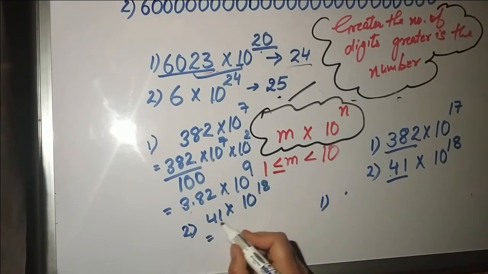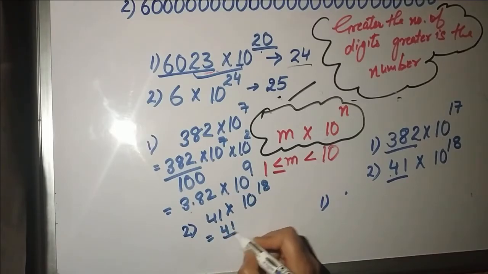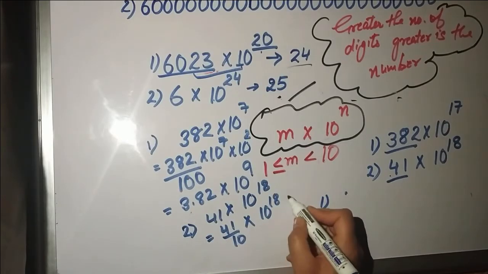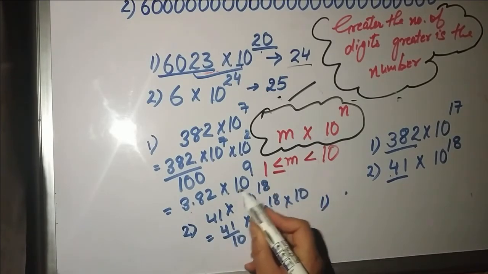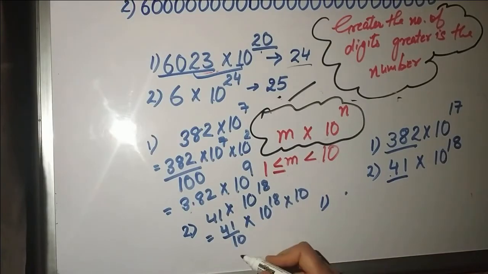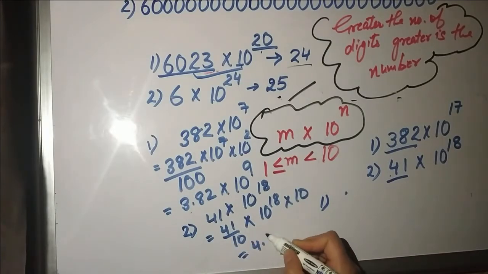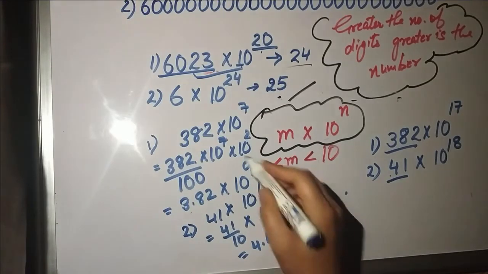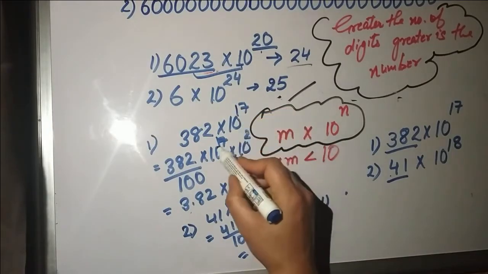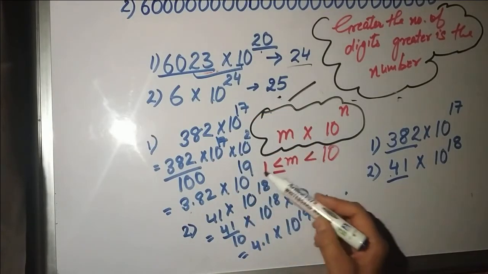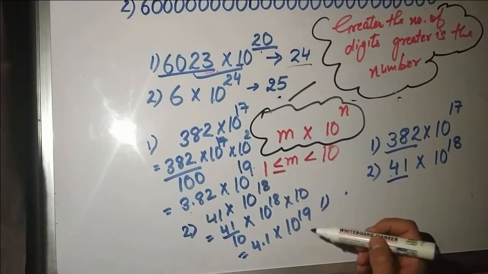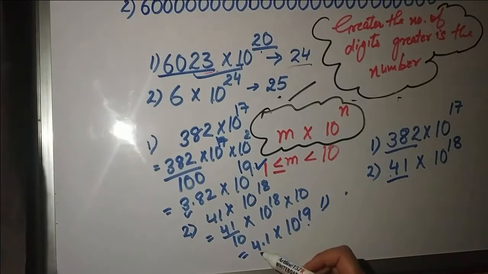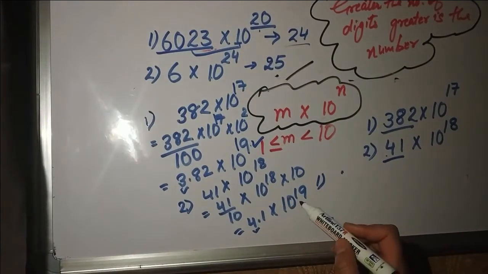So it's a 2-digit number. I'll make it a 1-digit number by dividing it by 10. But if I am dividing it by 10, I need to multiply it with 10 so that I don't change the number. It is still 41 into 10 raised to power 18. And now it will become 4.1 into 10 raised to power 19. Sorry, this was 17, 18, 19. So here also 19, here also 19. Both are 20 digit numbers.